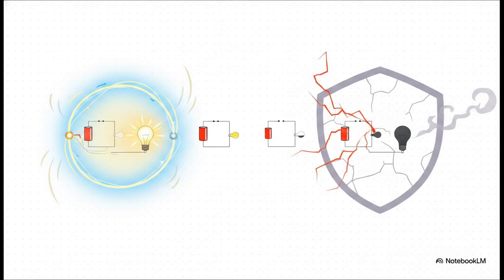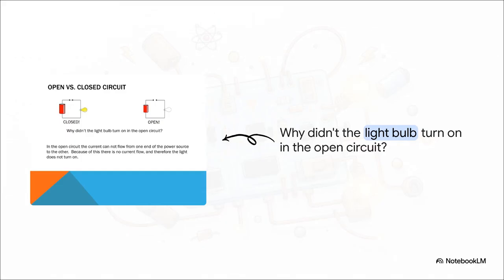When you have a totally continuous, unbroken loop from the negative terminal all the way to the positive terminal, we call that a closed circuit. But if there's a gap literally anywhere in that loop, like when a switch is flipped open, the current absolutely, positively cannot flow. You can totally see this in action. If you disconnect a wire, the bulb stays completely dark.